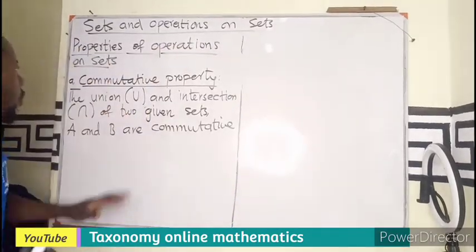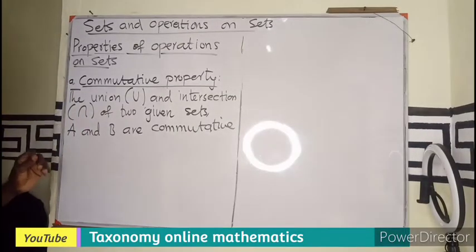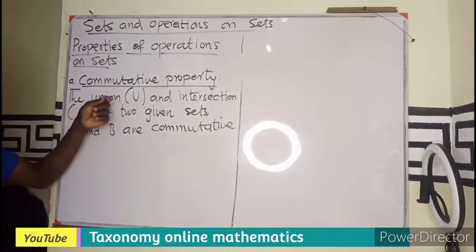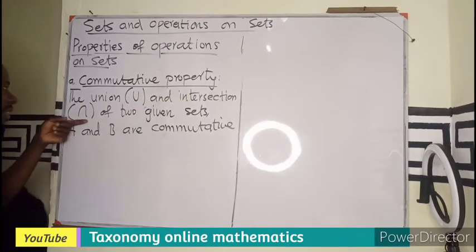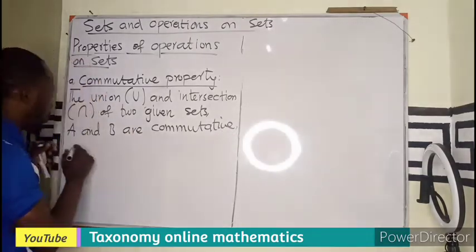Alright, so we are taking the first one, which is the commutative property, or commutativity property of what? Sets. So we are saying that the union and the intersection of two given sets, which could be A and B, are commutative.